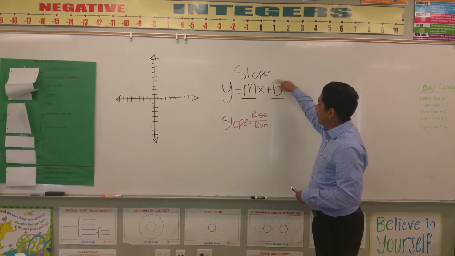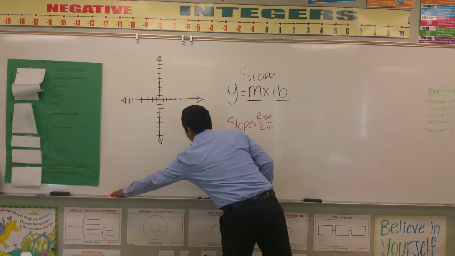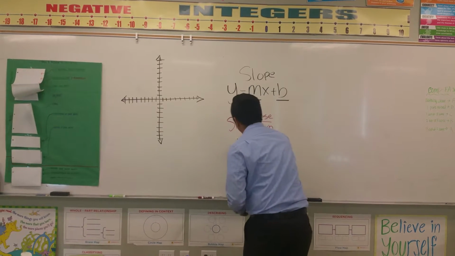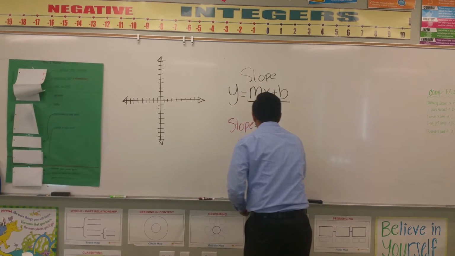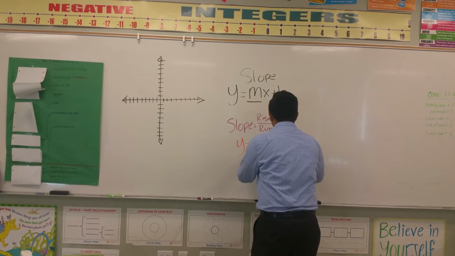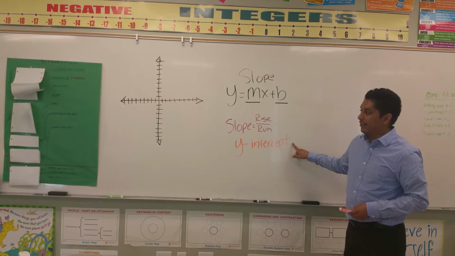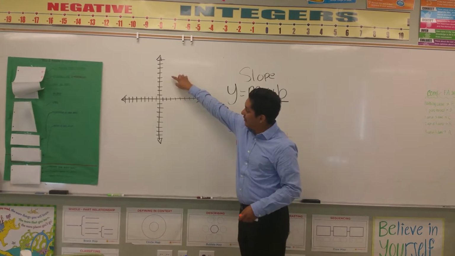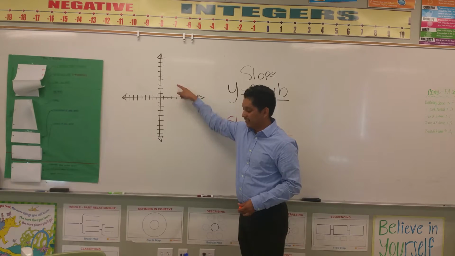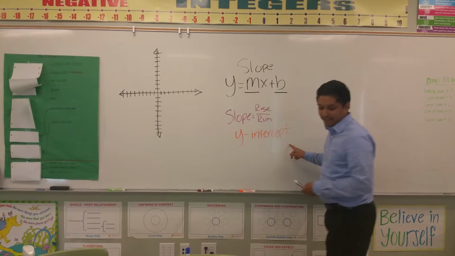And we also have our b right here, and b is actually going to be our y-intercept. And what this means is that's the point on the y-axis right here where the line will cross. So now I'm going to show you guys an example of what we can do with this kind of material.